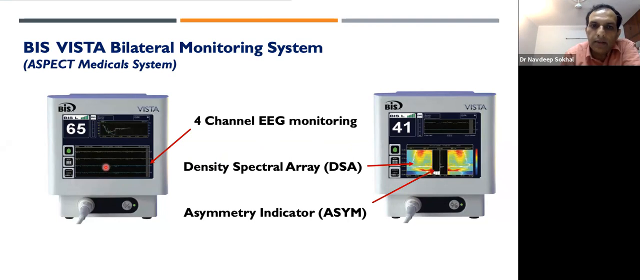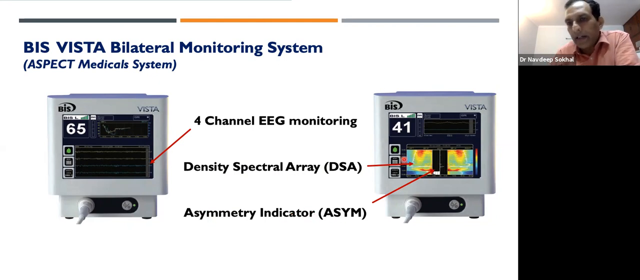Okay. So these are the raw EEG being displayed here. This is the BIS number, BIS L from the left side. You can record from the right side. This is how you can do it. Okay. Also, you can see here, there's the density spectral array, DSA. DSA is being displayed here. We had last time learned about spectral edge frequency, SEF, which tells you something about the depth of anesthesia. This is density spectral array. I'll discuss it a little later.